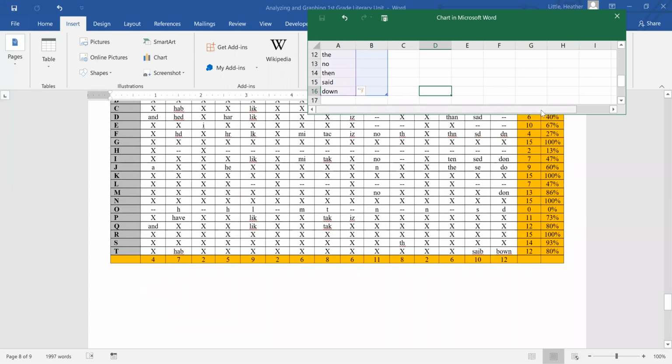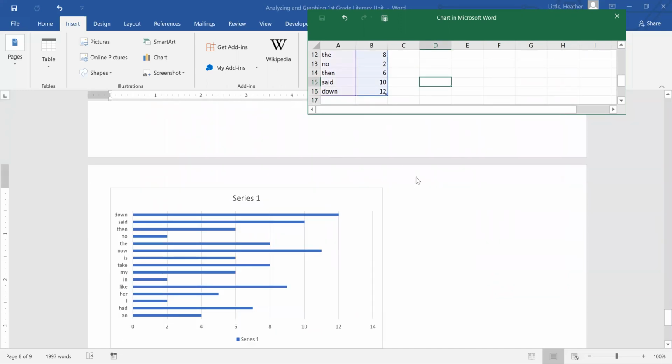Okay, and then let's go over and say, okay, so we had 4 mistakes for and, 7, 2, 5, 9, 2, 6, 8, 6, 11. 8 mistakes for the, 2 mistakes for no, 6 mistakes for then, 10 mistakes, and 12 mistakes. Okay, so here's our data.